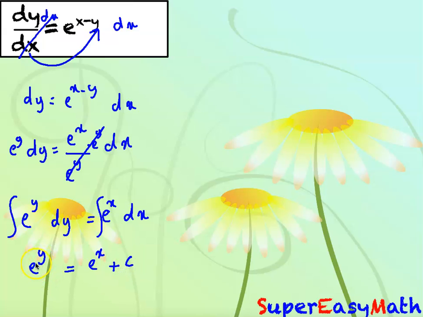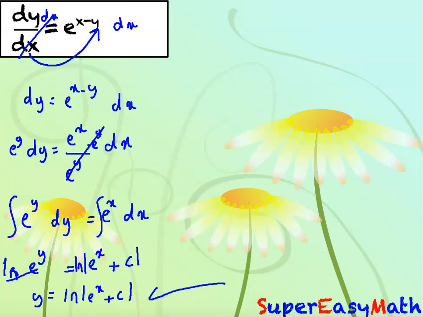To find y, we will ln both sides, so ln for e to power y equal to ln the absolute value of the other side. So here y equal to ln absolute value for e to power x plus c.